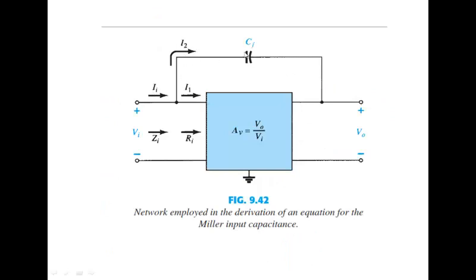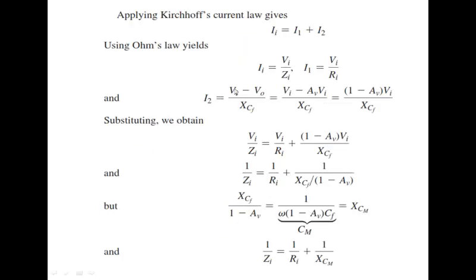this. I2 is the current flowing through the capacitance, so this current would be equal to this voltage minus this voltage divided by the impedance. So this voltage is V in at this point, and this voltage is V out at this point. So the potential difference V in minus V out divided by the reactance would be equal to the current I2. So I2 is equal to V in minus V out over XCF.